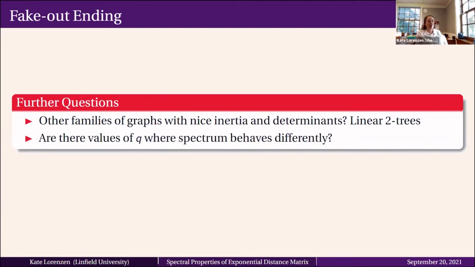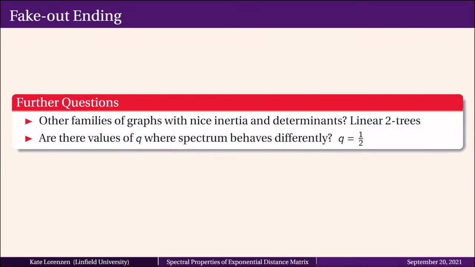Another question we can ask: are there values of Q where our spectrum behaves differently? And this is usually where I end this talk, and I just kind of throw out, Q equals 1/2, things behave a bit differently here. This is called my fake-out ending, because we are now going to look at what I mean by Q equals 1/2 behaving a bit differently.